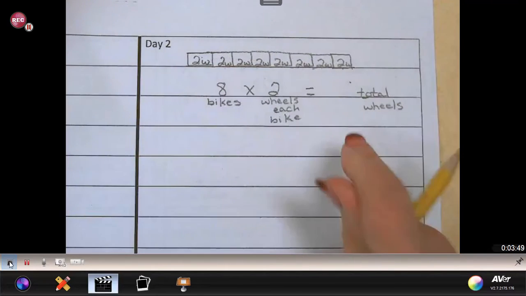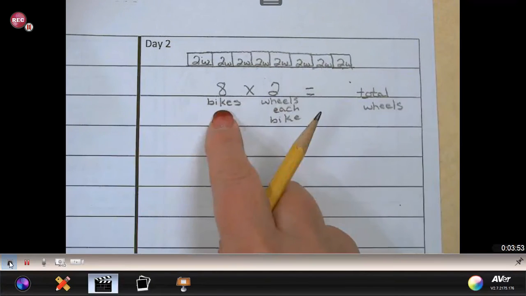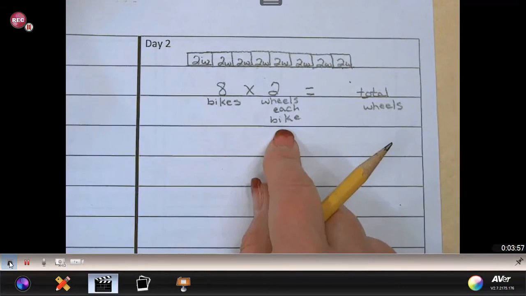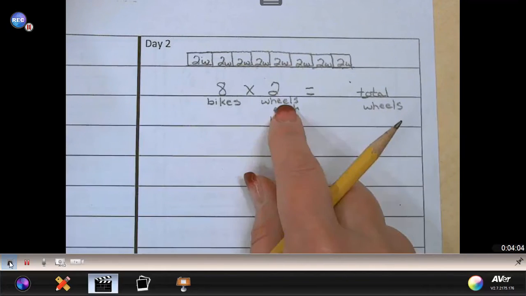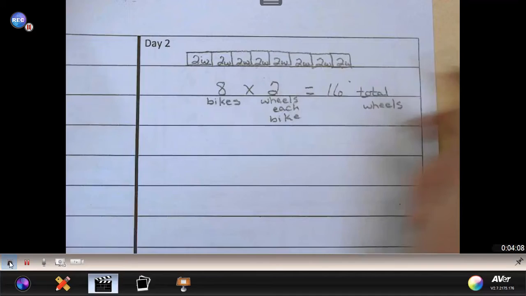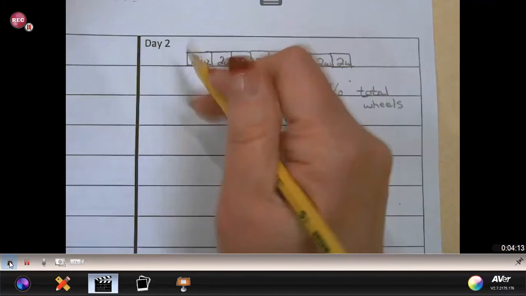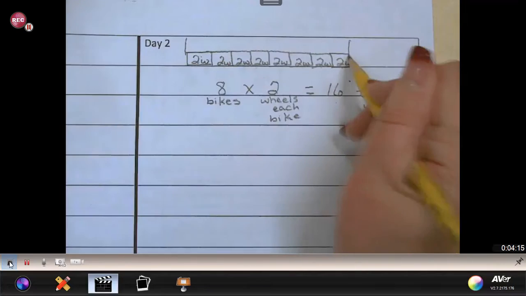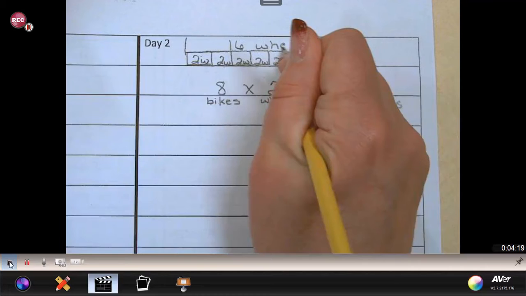So we are looking for the product here. So our first factor tells us our groups, our second factor tells us how many are in each group, and our product tells us our total number of objects. In this case, we're looking for total wheels. So we counted up 16 total wheels, and 8 groups of 2 is 16. So we can finish our bar diagram now by saying up above that the total is 16 wheels.